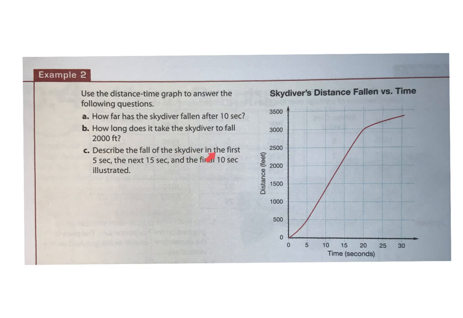And then describe the fall of the skydiver in the first 5, the next 15 seconds, and the final 10 seconds. So at 5 seconds, you can see it's a little bit curved here. He fell 500 feet. Then you can see he fell pretty rapidly for the next 15 seconds. So 5 to 20 was pretty rapid, okay? What would have changed here that would slow his descent? It's pretty important for a skydiver.